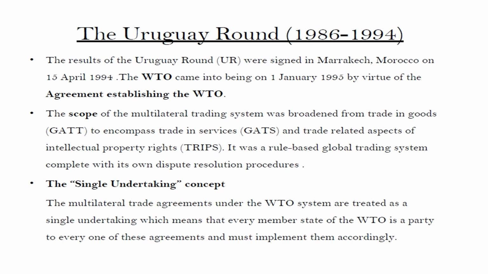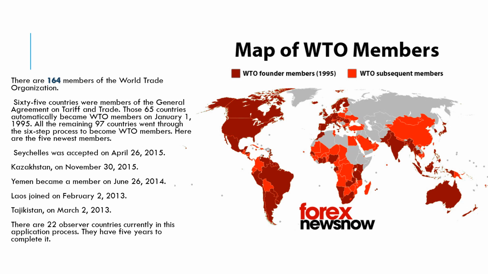The multilateral trade agreements under the WTO system are treated as a single undertaking, which means that every member of the WTO is a party to every one of these agreements and must implement them accordingly, without actually having a choice to skip any of them. And normally, if a country skips or tries not to follow any of the rules, the other countries are able to implement sanctions. Okay.